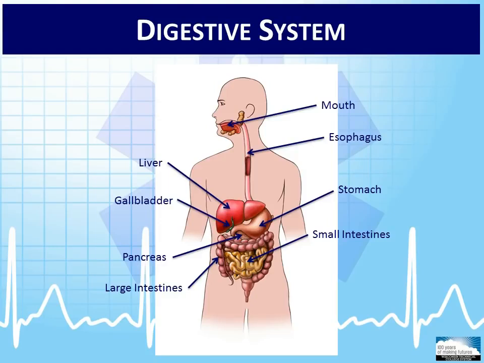Anything left over becomes waste product, stool or feces, that is passed outside the body through the rectum and anus during excretion, defecation. One additional structure in the digestive system with which an EMT must be familiar is the appendix, or vermiform appendix if you want to be proper.